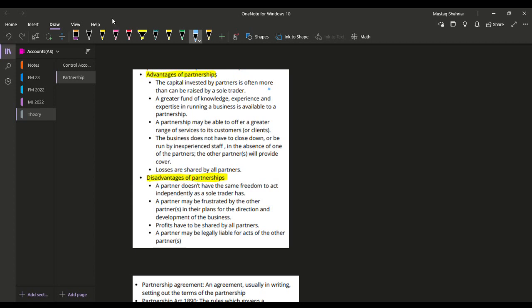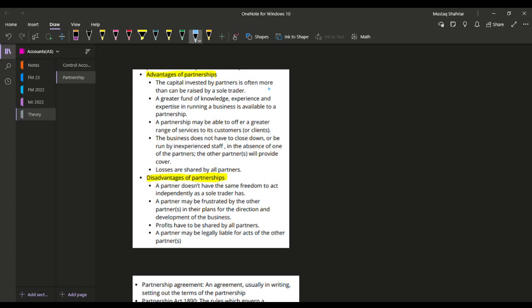Similarly, there is going to be a greater fund of knowledge and experience. So basically, when there is more than one person in a business, they have different experiences, different knowledge, and different expertise in running the business, and that can be used to an advantage to the business, right?